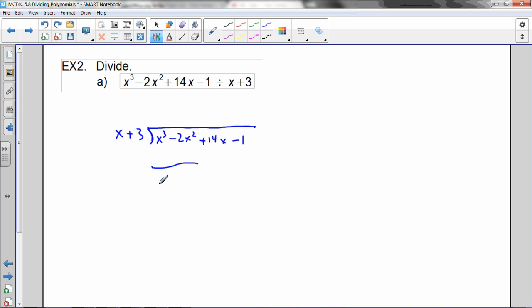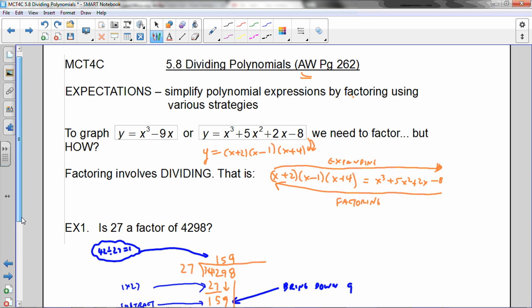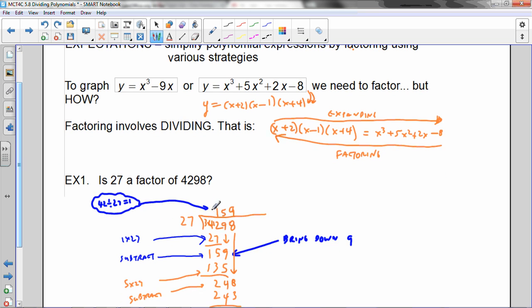I don't want to have anything here. This has got to be blank. This has got to be 0. So that's the whole strategy: I want to pick a value so that when I multiply, I'm going to go here, x plus 3 times something, and that when I subtract, the x cubed is gone. And in that same way, essentially, I wanted to pick something that when I multiplied and subtracted, that number was smaller in magnitude than the 27.